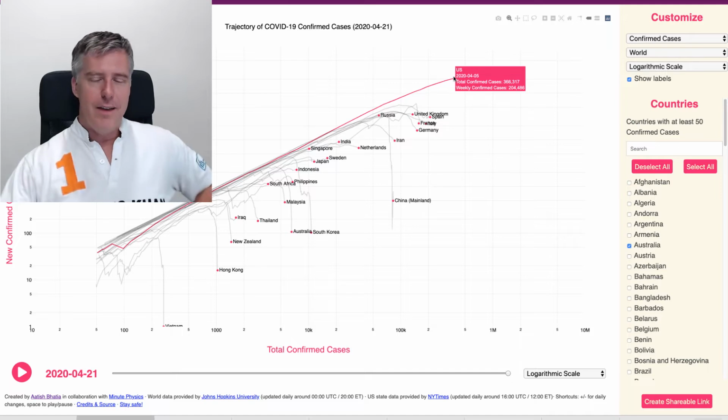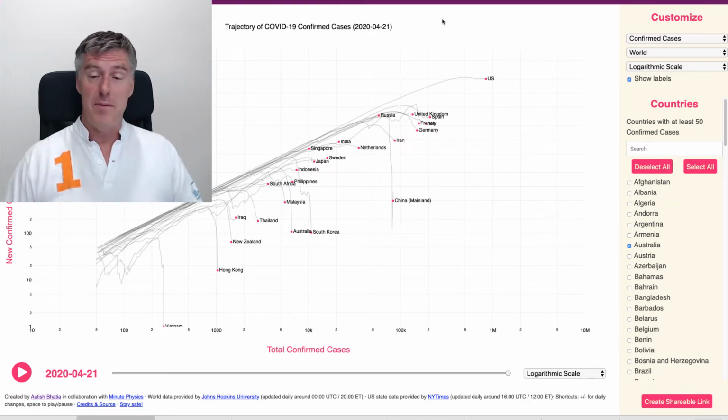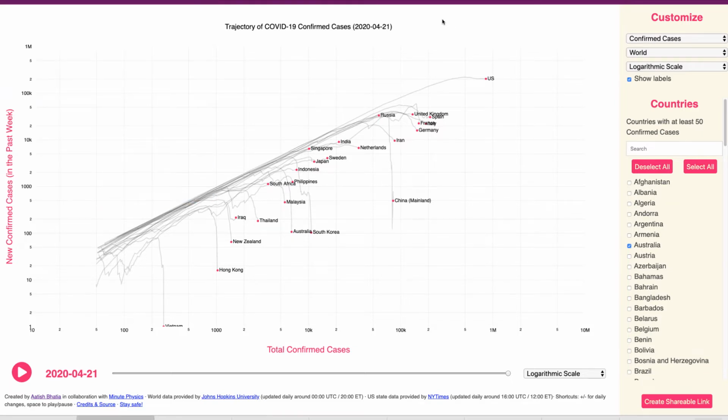But this is interesting because when you look at this data, you think, well, actually, the US is not too bad. People are making out that there are big problems in the US.